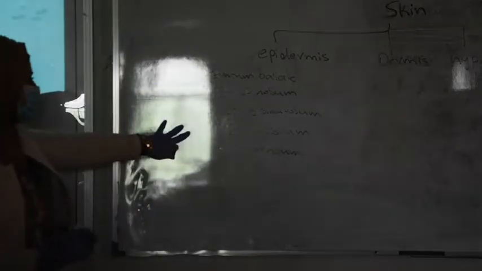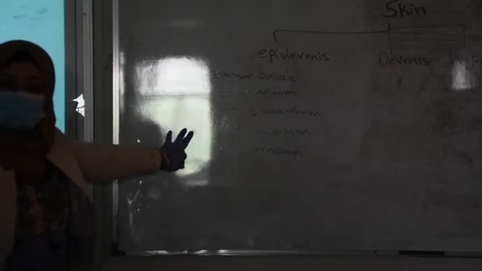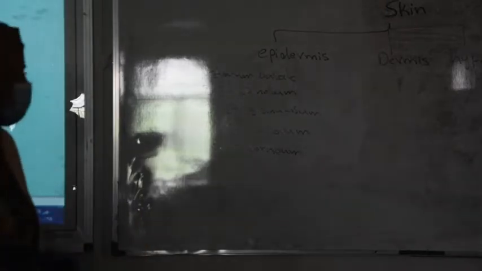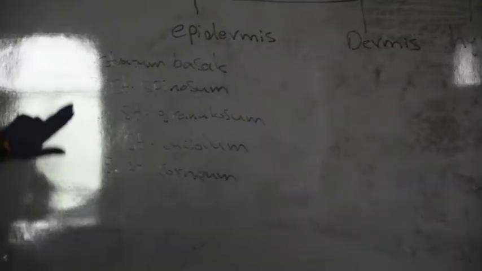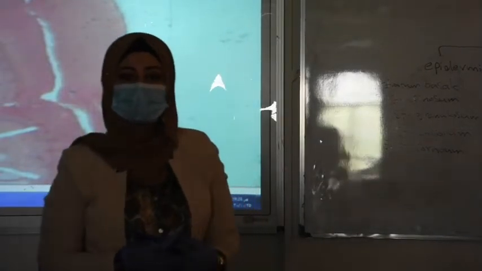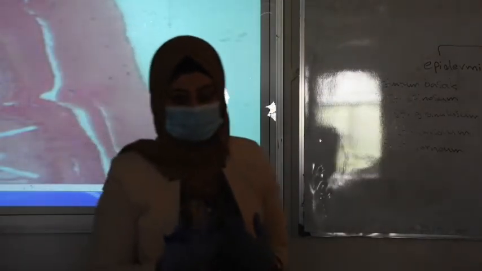And I must mention that the stratum lucidum exists only in thick skin, like at the palm and the sole. Okay, these are the five zones of the epidermis, and the keratinocytes are distributed through these five zones. Type number 2, melanocytes. These cells are responsible for producing melanin, which gives the brown coloration to the skin.